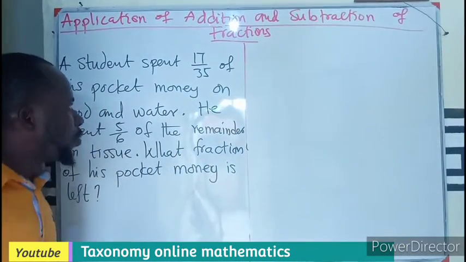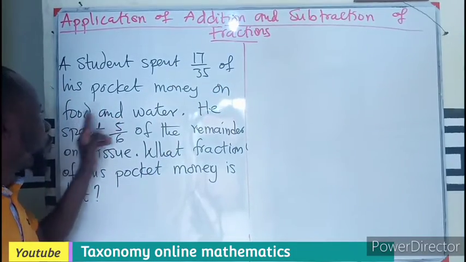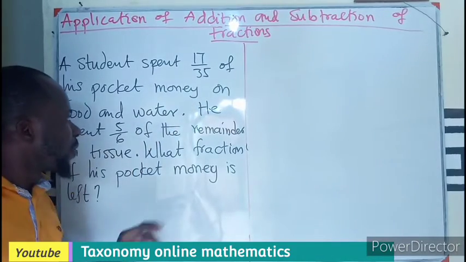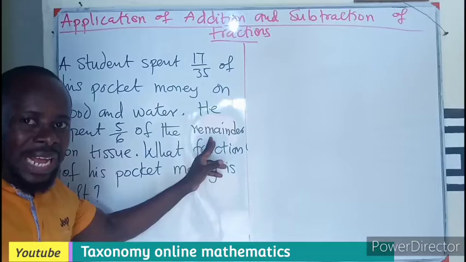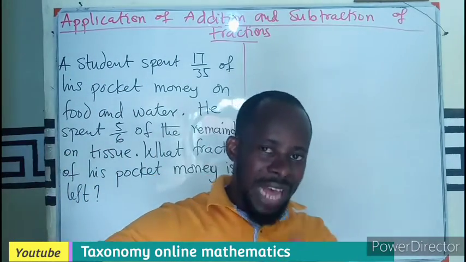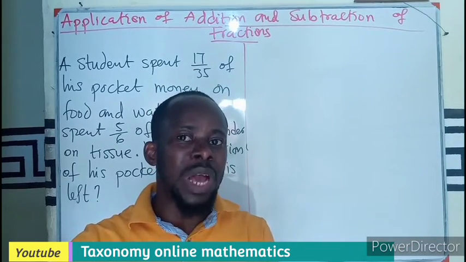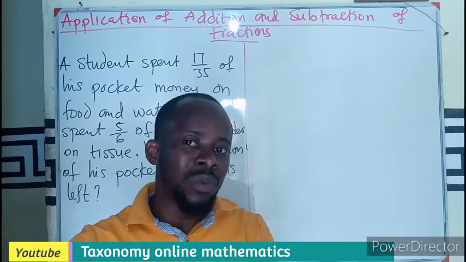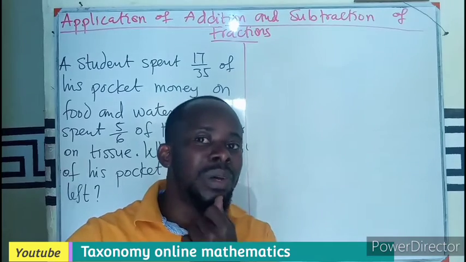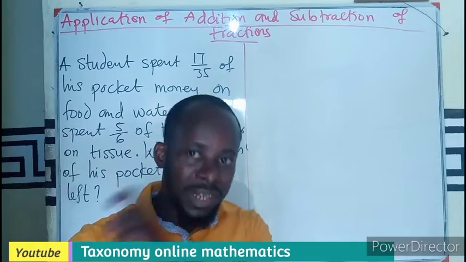So what do you think we are going to do? We know that this is what is spent on food and water. So first of all, we know what is spent. Now we are going to look for the remainder. Just like you have 5 cedis in your pocket. If you spend 2 cedis out of the 5 cedis, what is left is the remainder. So it means we are left with 3 cedis, meaning 5 cedis minus the 2 cedis you spent. That gives you your 3 cedis.